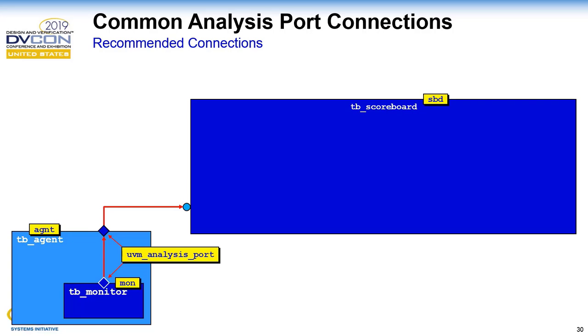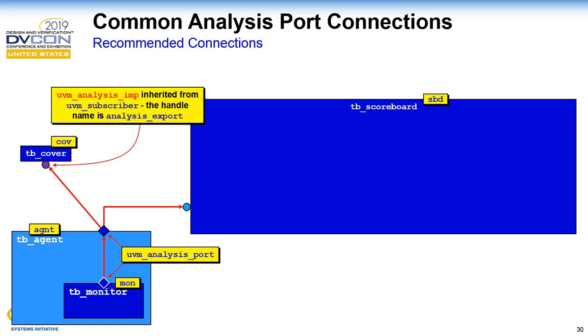Here I've got a monitor that has an analysis port, and I connect it to the agent's analysis port. And then that is connected off to the input of the test bench coverage collector that has an implementation port. Now, frequently we implement the coverage collectors by extending UVM subscriber. UVM subscriber already has a built-in analysis implementation port. By an unfortunate naming convention, it happens to be called analysis export. But it is an implementation port to terminate the path.